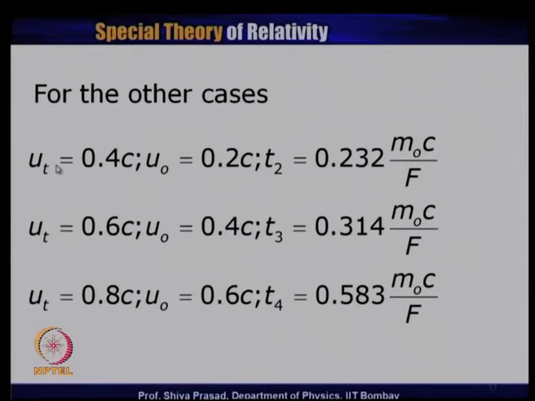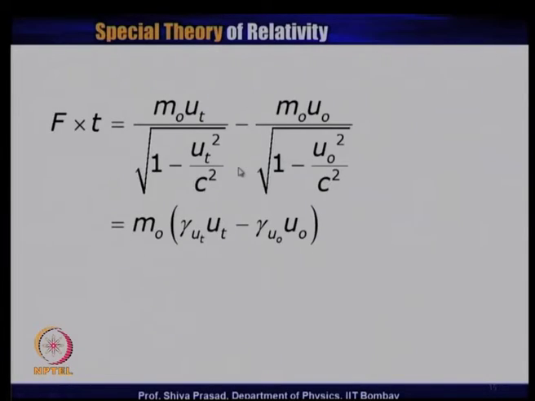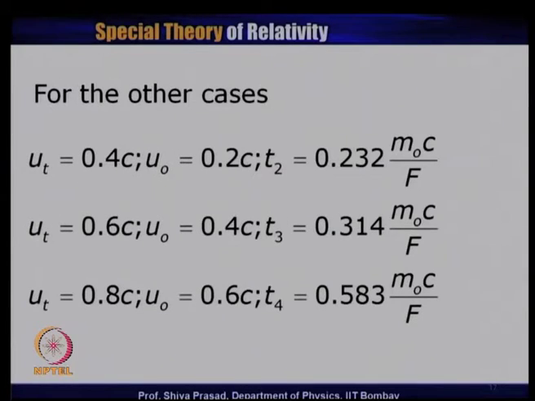Now, for the other case, let us take u_t is equal to 0.4c and u_0 is equal to 0.2c. I put it in exactly the same expression. Of course, now I have to take this factor as well as this factor into consideration. We just substitute those numbers. It is a very, very simple, straightforward calculation. If I take that number, we get 0.232 m_0 c by f.